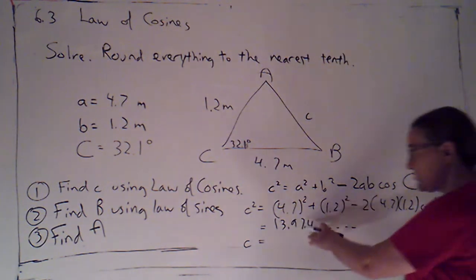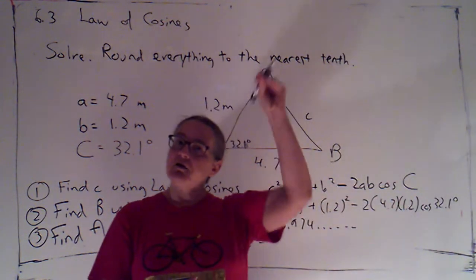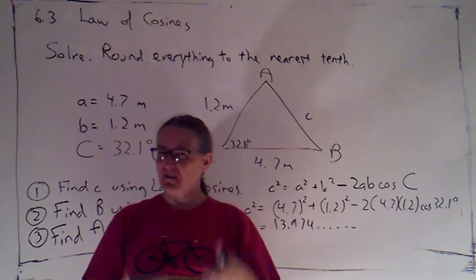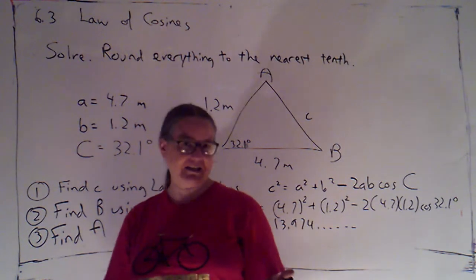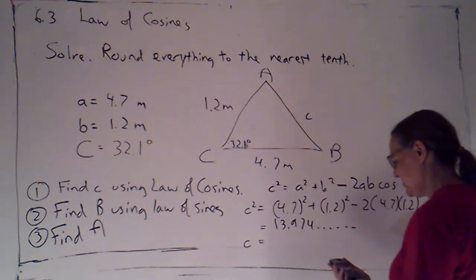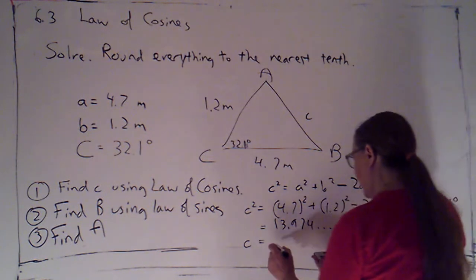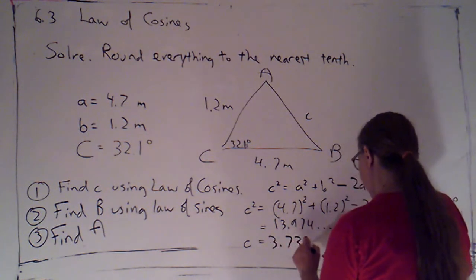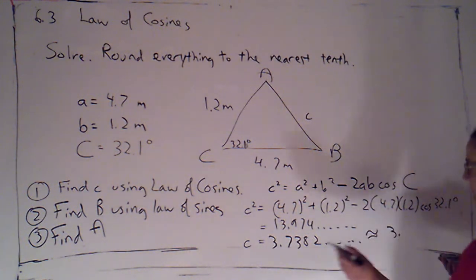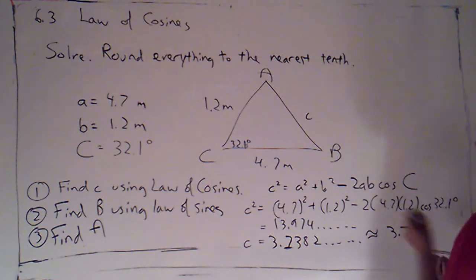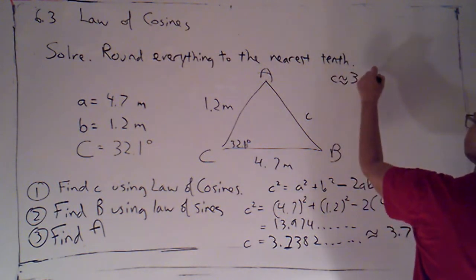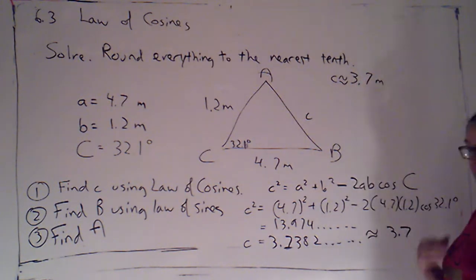The other thing I could have done is, while that was still on the screen, I could have raised it to the 0.5 power. That's another neat trick, remembering that the square root is a fractional exponent. So if you don't have an answer key, that's a way you can avoid having to type in all of those digits. All right, so I'm getting 3.7382 and so on, which would be approximately 3.7. So side C is approximately 3.7 meters.